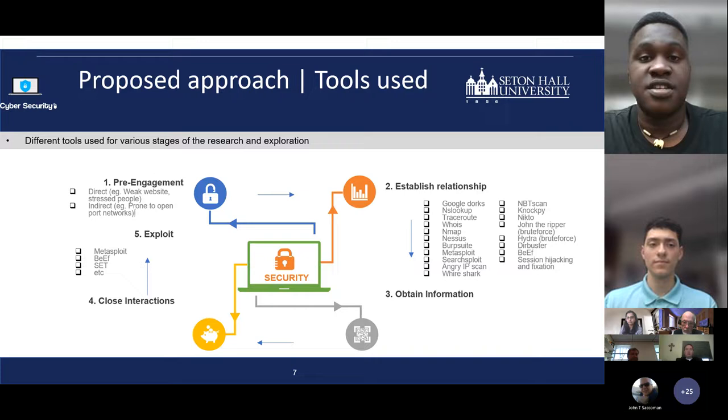These are several of the different tools that they'd use in order to develop a closer connection to the server or to the person's machine. And exploiting the information can be done using Metasploit, for example, which is how they attain some of this information and use it to their benefit.